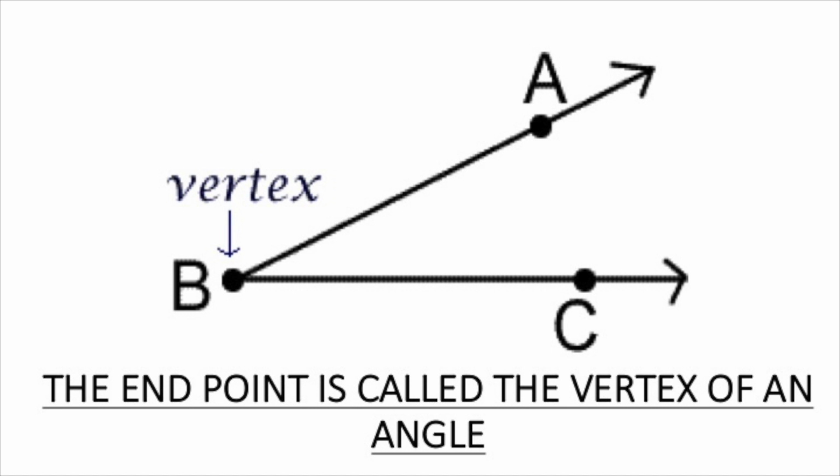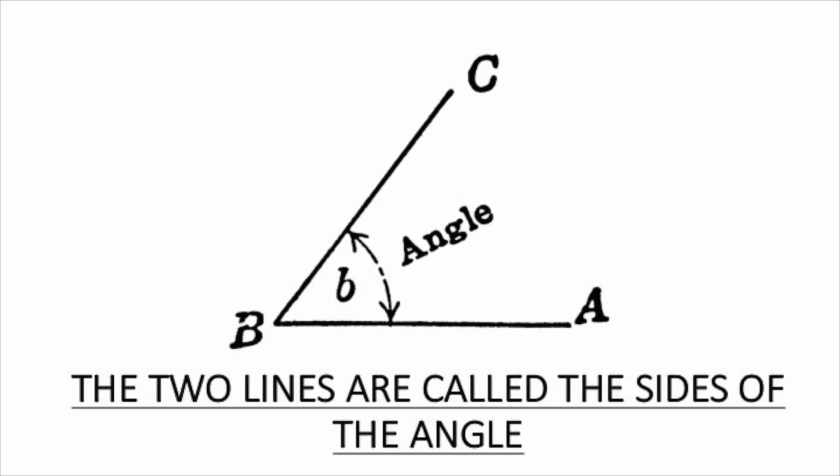The endpoint is called the vertex of an angle. Okay, so the point at which 2 lines meet on an angle is known as the vertex. The 2 lines are called the sides of the angle, or sometimes are called the arms.